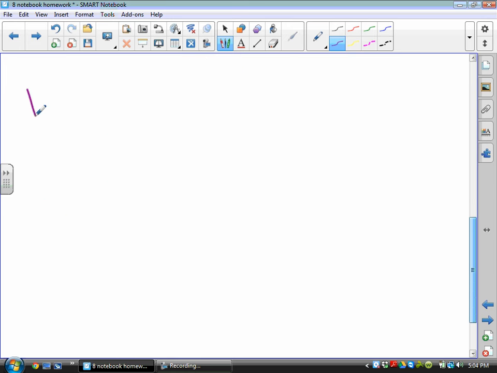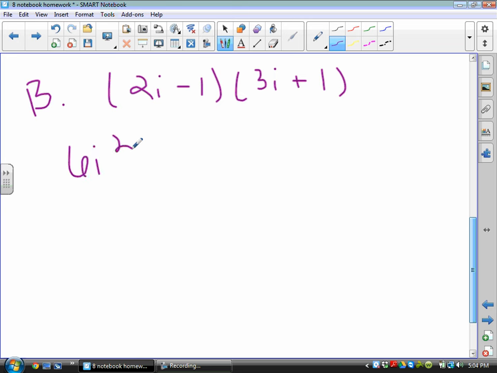Problem B, if we look at that one, we have 2i minus 1 times 3i plus 1. Alright, let's multiply that out. I'm going to do, again, the FOILing method. So first terms times each other would be 6i squared. The inside terms would be negative 3i. Outside terms would be 2i. And the last terms would be negative 1.